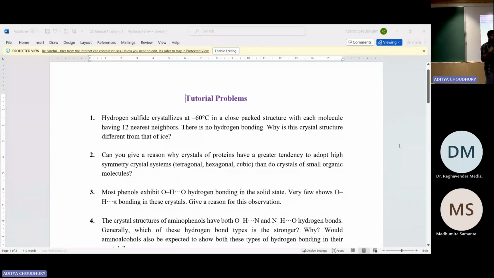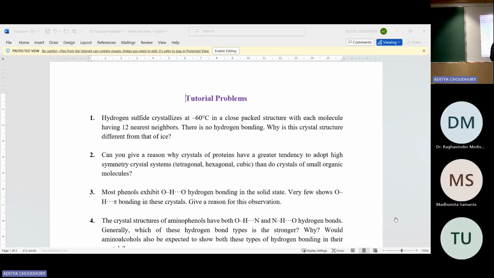So you have the 12 nearest neighbors, and there is no hydrogen bond even there. Okay, but why is the structure different? If you look again at hydrogen sulfide versus water, what's the difference? They have more or less the same angular shape. However, ice is going to be a very different structure, which has a very strong hydrogen bond. But once you come to H2S, you don't have such strong hydrogen bonds, and the packing is going to be significantly different. So, what are the reasons?